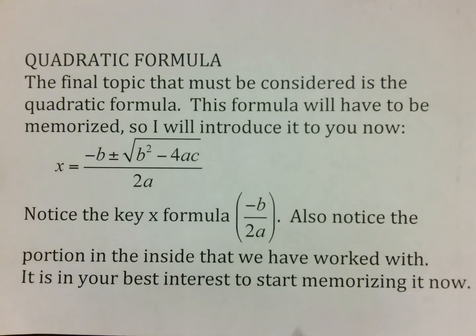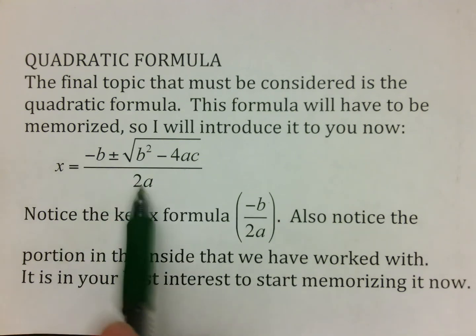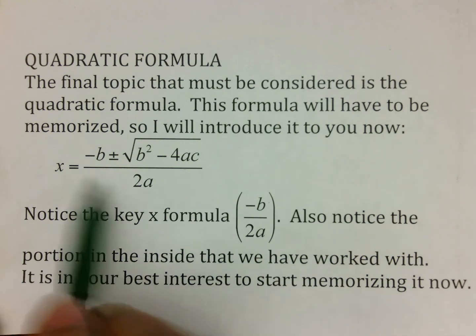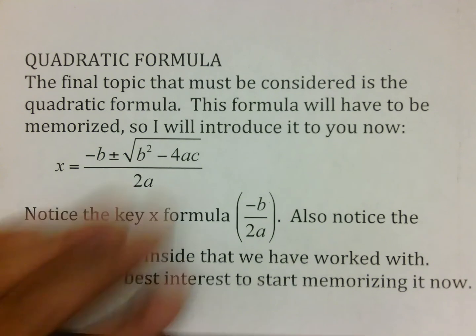Notice that your key x formula, negative b over 2a, is in there. Also notice that b squared minus 4ac stuff that I made you work with is in there. So there are parts in there that are already useful and that you've already seen, but you have to learn what the format of it is. Again, it's x equals negative b plus or minus square root of b squared minus 4ac all over 2a, and again, everything needs to be over that 2a.